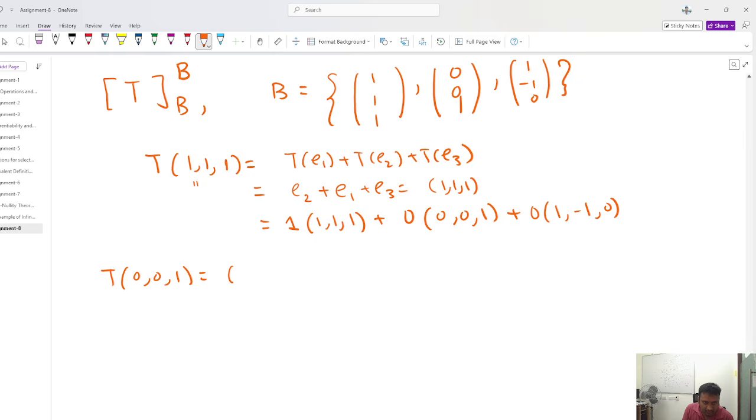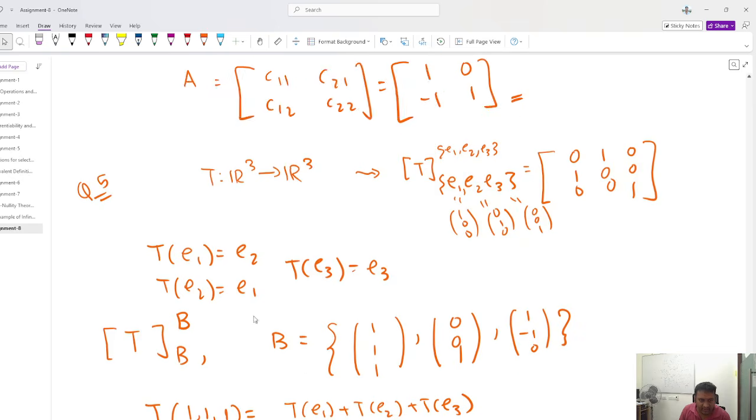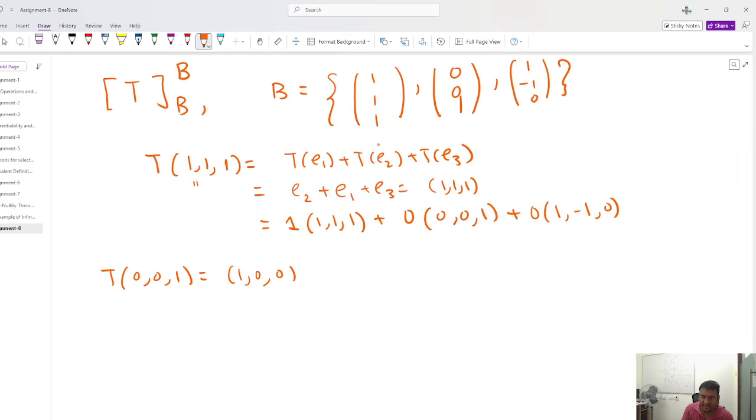T of 1, 0, 0. That was the definition if I'm not wrong. Yeah, E2 goes to E1. Now, how will you write this as a linear combination of these three vectors? You can see if I do this: 1 into 1, 1, 1, minus 0, 0, 1, this will subtract and give you 0 here. That one will remain 1, and this one will remain 1.